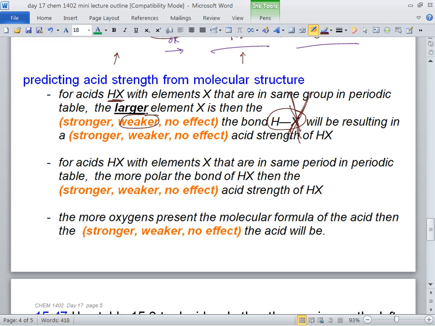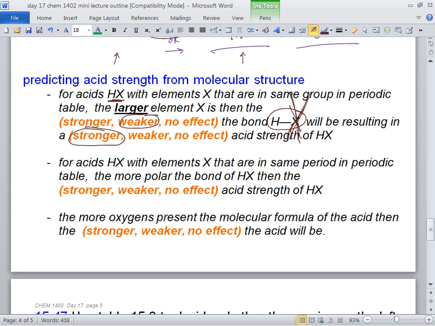Well, then the acid gets... if the bond is weaker between H and X, it's going to fall off easier. So that acid's going to get stronger. So as you go down a group, those acids are getting stronger.